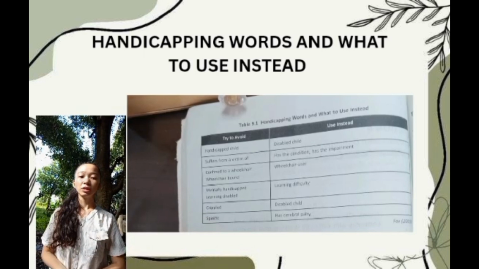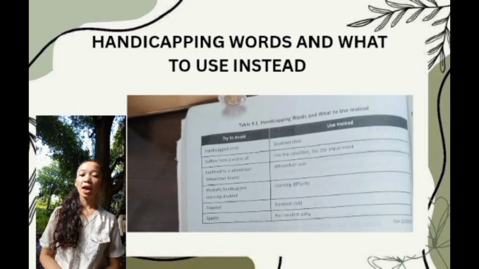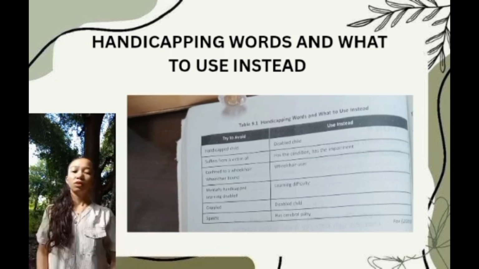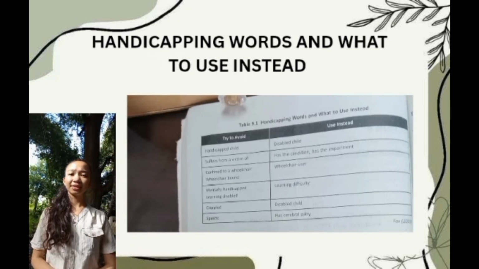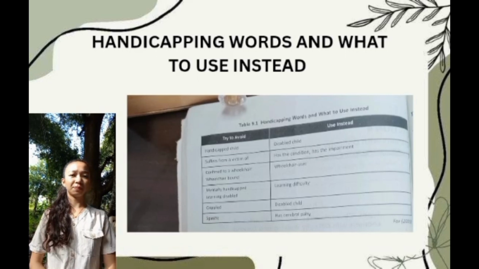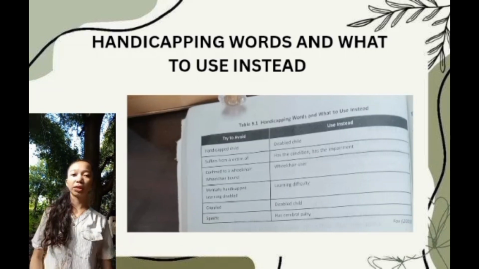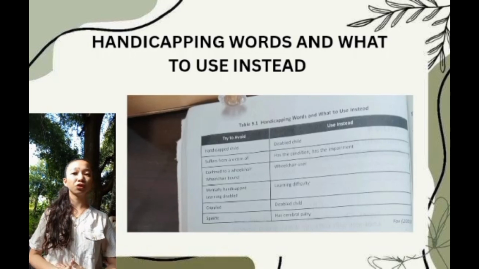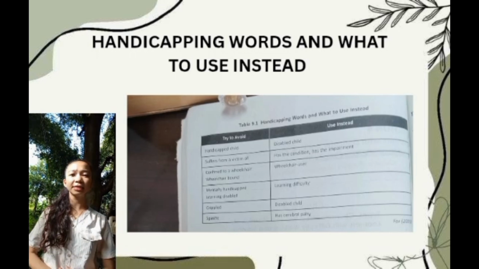As you can see below, there's a table that explains the words to avoid and what we should use instead. These are the handicapping words to avoid and to use instead. This table discusses the impact of language on our perceptions of learners with disabilities. The words we use to describe these learners influence how we think about them and how we interact with and support them. The language used to describe learners with disabilities also influences their self-perceptions.